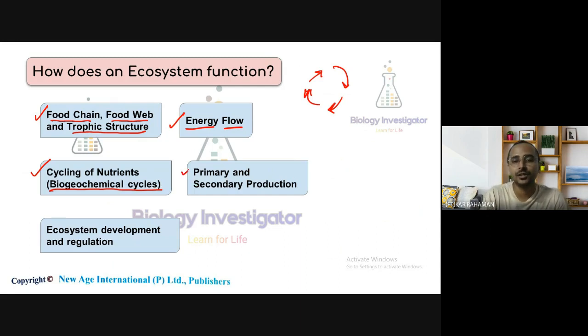we will see, primary and secondary production. What is primary production, what is secondary production, that is included in the category of ecosystem function. And last but not the least, ecosystem development and regulation.